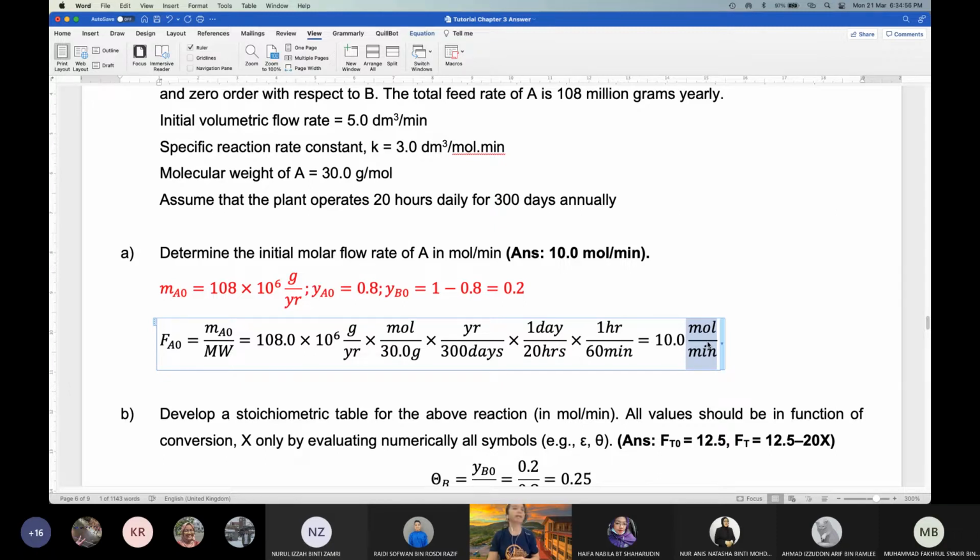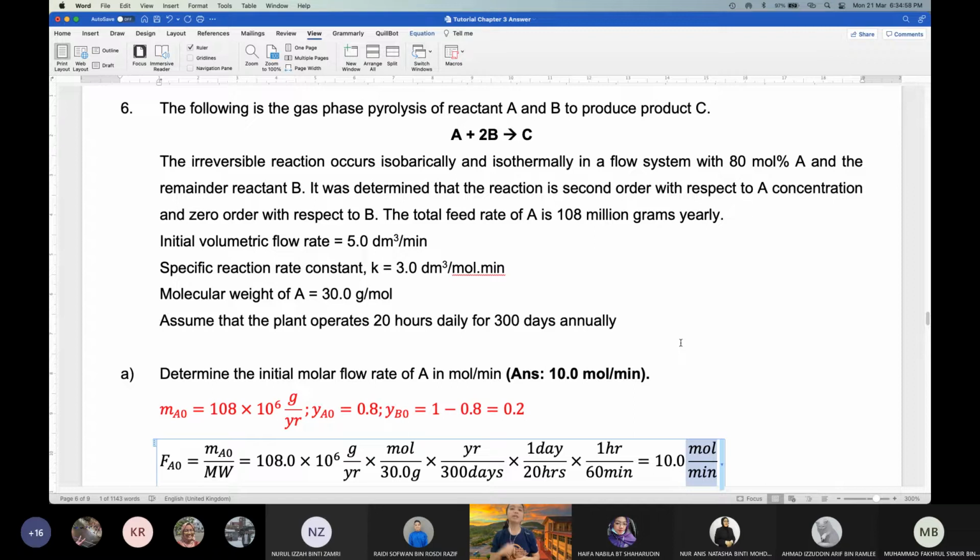So how do we do this? How do we start? Previously, if you are familiar, we could find FA0 if we know CA0 and we know epsilon naught. In this question, we do have epsilon naught, which is 5 dm cube per minute. But we don't know CA0. We are not given any information about the concentration. There are no other numbers with units of mole per volume, if you realize. So there is no CA0. So you are stuck, we cannot find it this way.